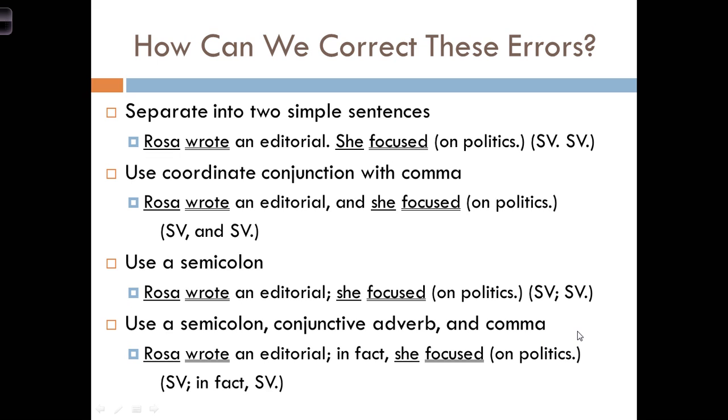And then our last option is to use a semicolon, conjunctive adverb, and comma to create a compound sentence. Rosa wrote an editorial, semicolon, in fact, comma, she focused on politics. So there we've got subject verb, semicolon, our conjunctive adverb, comma, and then subject verb. So we have all of these different options that we can choose from to correct a run-on or comma splice error.